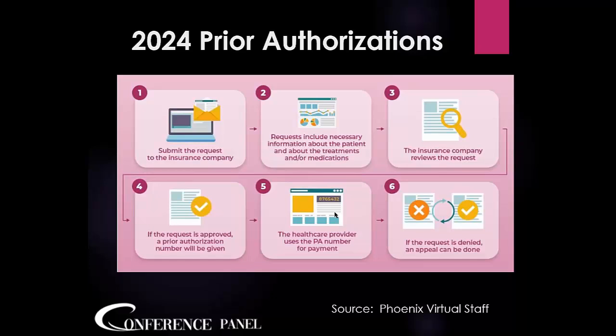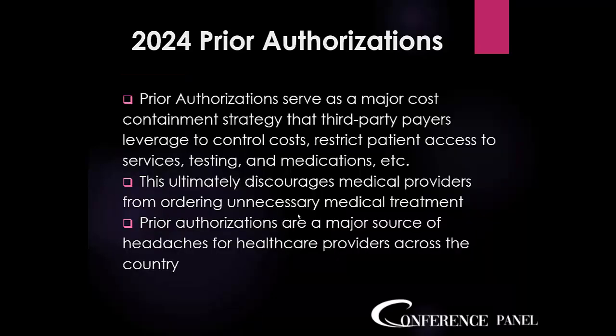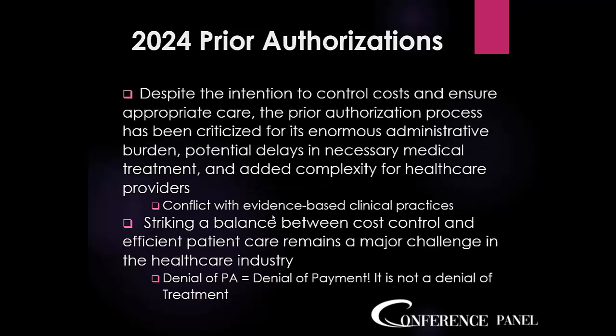If your prior authorization request is approved, then you'll be getting a PA number. You take that prior authorization number and add it to the claim when that claim is filled out, so that they know, we got your approval, you need to pay us for the services. If the request is denied, then you can appeal it, and there are different levels of appeal. The insurance company does this because they want to control costs, and ultimately restrict access to services and medication. So it's a major source of headache.